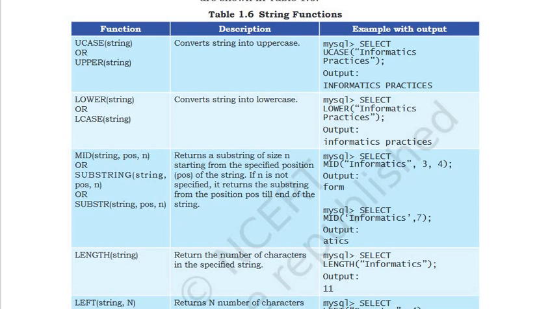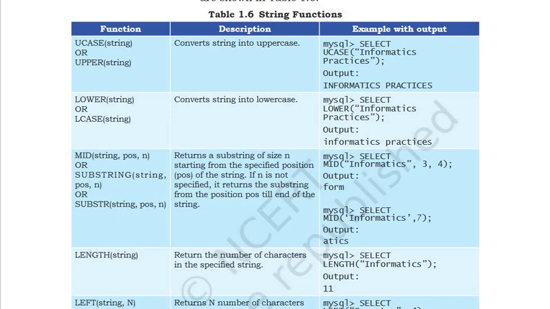We have mid. Look at mid. We have three parameters: string comma POS, position comma, and number of characters. It returns a substring of size n starting from the specified position. Look at the example. Select mid informatics, the string, 3, 4. 3 is the position and 4 is the number of characters. See the output.